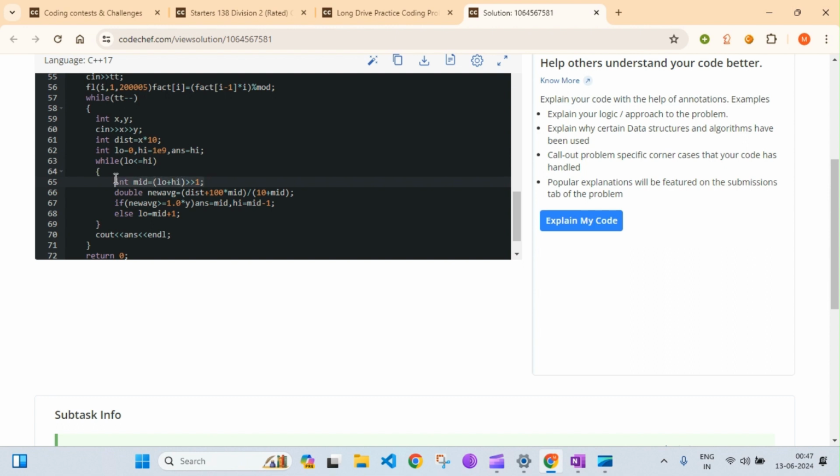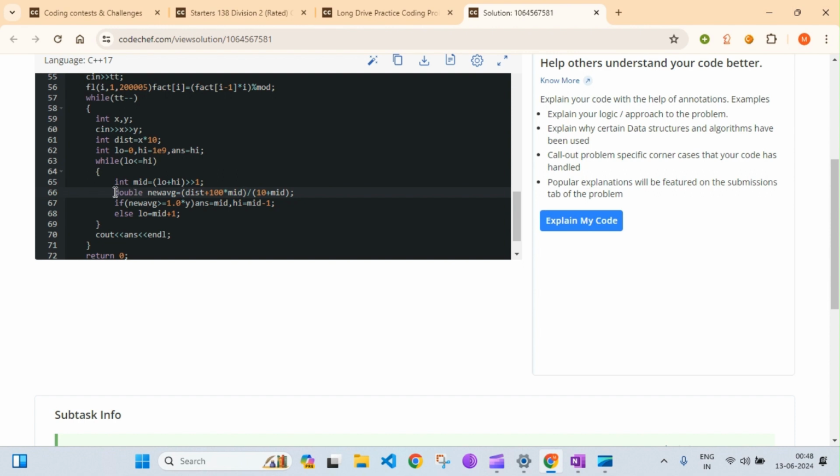For every step, we are calculating this mid. This is the classical binary search approach. And what is the new average? This new average is (distance * 100 + distance + 100 * mid), where mid is what the answer will be, divided by 10 plus mid, because we have traveled for 10 hours, and then again with 100 kilometers per hour of speed, we can travel mid number of hours, right? So this gives us the total new distance, and this gives the total new time. So dividing this will give our new average.